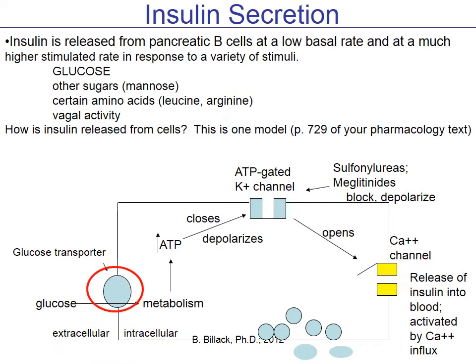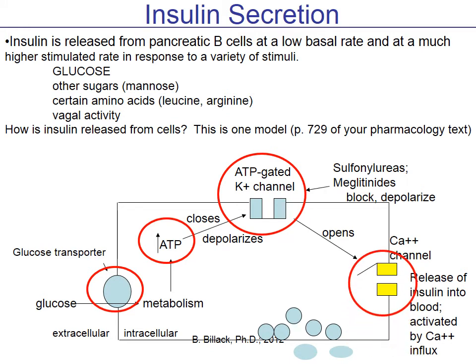So again, the glucose transporter lets the glucose come in. The ATP levels go up because that glucose is metabolized. As those ATP levels go up, the ATP-gated potassium channel closes. That causes a depolarization of a calcium channel, voltage-gated channel. It allows calcium to rush in, and we see the release of insulin into the blood.